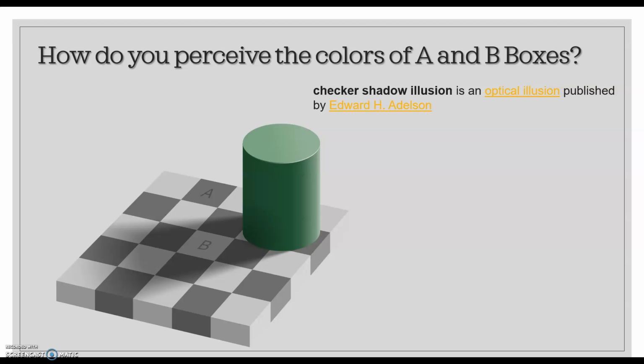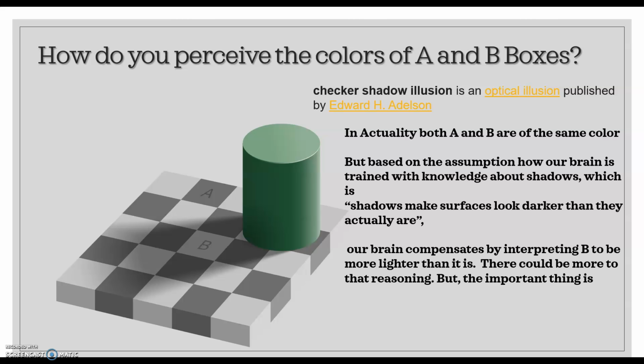This checkered shadow illusion is an optical illusion published by Edward Adelson. In actuality, both A and B are of the same color, but based on the assumption of how our brain is trained with knowledge about shadows, which is that shadows make surfaces look darker than they actually are, our brain compensates by interpreting B to be lighter than it is. In actuality, they both are of the same color.